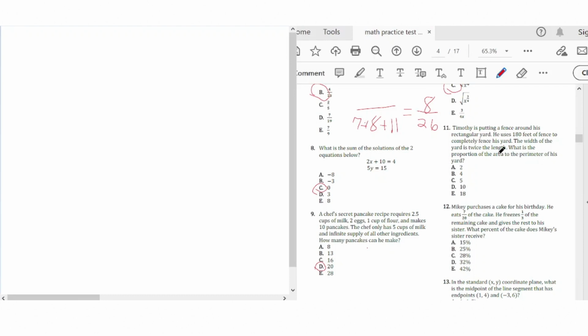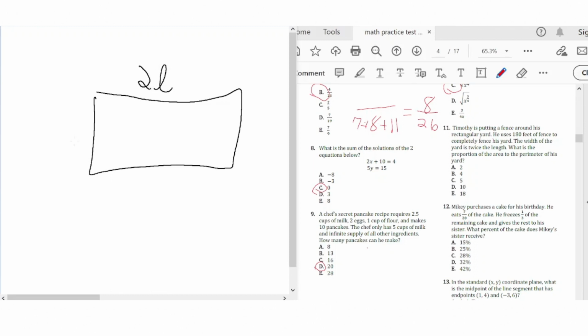All right, let's draw a diagram here. So we see that the width of the yard is twice the length. So we'll call width 2L, and length will be L. Similar to our last problem that we did like this. He's going to use 180 feet of fence to completely fence his yard. That means that our perimeter is going to be 180. So we can write that equation now too.